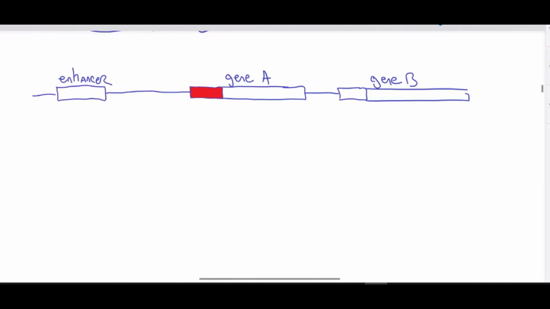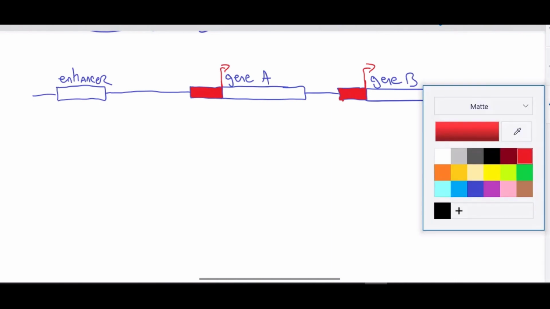Nope, that didn't work. I tried to get fancy. Nope. Okay, let's see here. There we go. Okay, so the red rectangles are the promoters. These are the +1 sites where transcription starts.